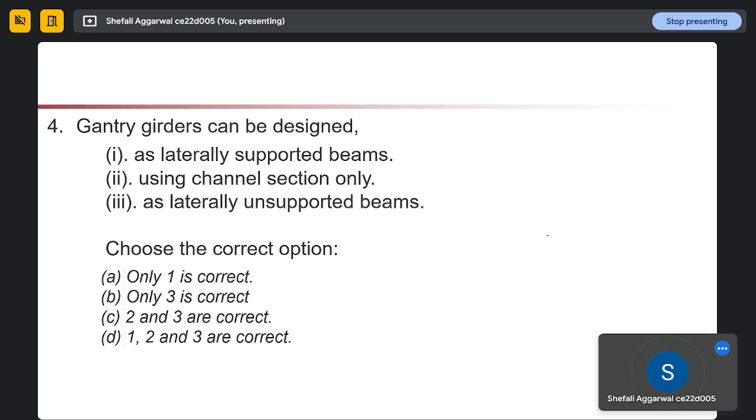Next question is, gantry girders can be designed as laterally supported beam, using channel section only, as laterally unsupported beams. First thing, in the first statement we are telling our gantry girders are laterally supported beams, so this is the incorrect answer. Second, if you remember, in our gantry girder design we are using our I section along with channel section. So we cannot design only with channel section. So the correct answer will be only 3. Okay.